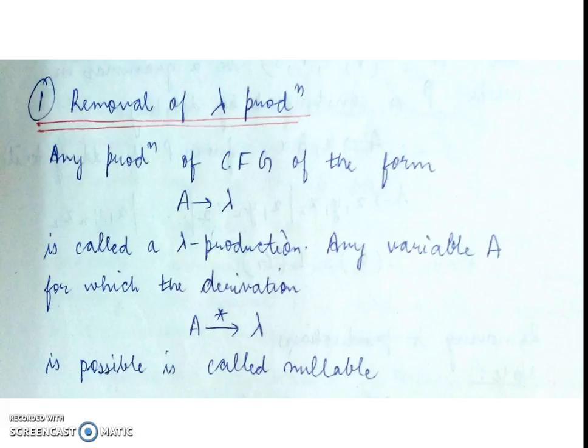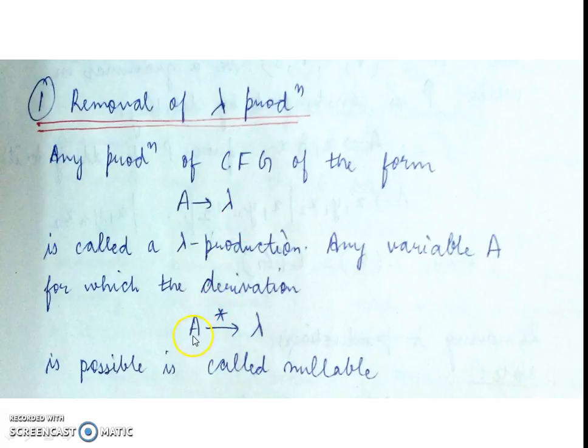Removal of lambda production. Now what is lambda production? Any production of the form A implies lambda. That is, on the left hand side if I have a variable, right hand side I have a lambda, then this kind of production is a lambda production. Now basically whenever a CFG is not generating a lambda in its language, I can remove lambda productions from that particular CFG. Henceforth, I need to simplify that grammar. So the step followed in that case is removal of a lambda production. So this is a lambda production.